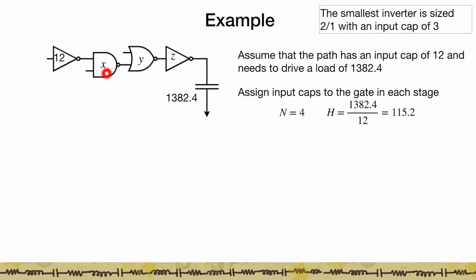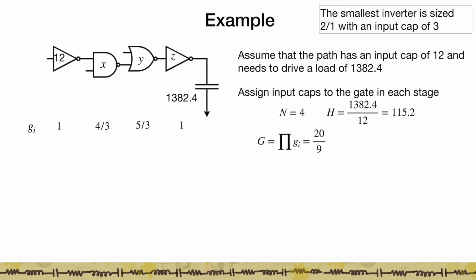So this NAND gate has an input of X, the NOR gate has an input of Y, and the inverter has an input of Z. The number of stages is 4, and the total electrical effort of this path is independent of sizing, and it's given by the ratio of the output capacitance to the input capacitance, which is calculated as 115.2.